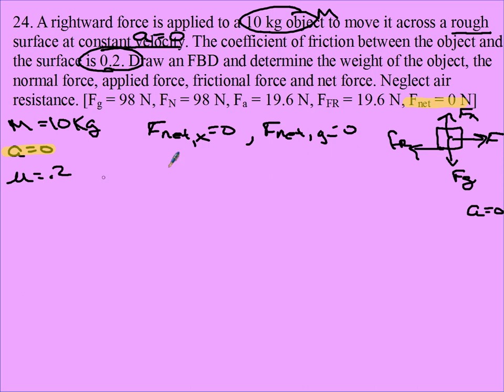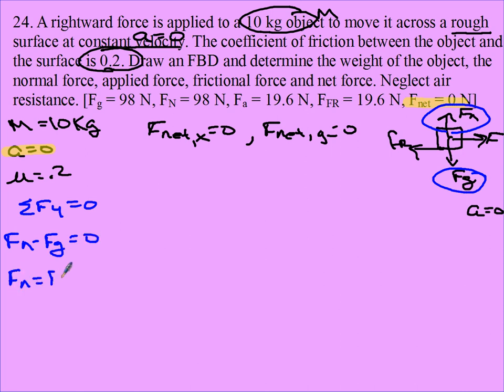Alright, let's sum the forces in y. And we know that equals 0. Summation of the forces in y is 0. I have Fn going up, so it's Fn, minus Fg going down, equals 0. So the normal force equals Fg, and we know Fg is equal to mg. So the mass is 10 times 9.8. Both of these are 98 newtons. So we have taken care of these two as well.